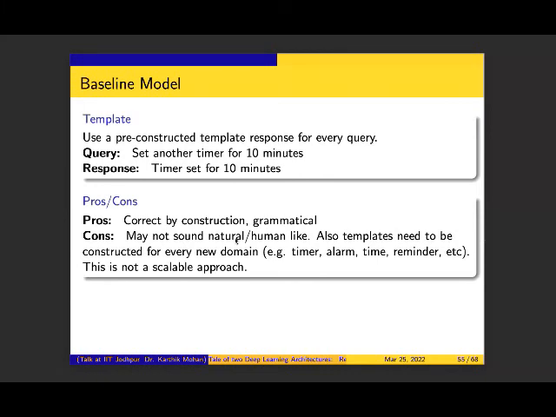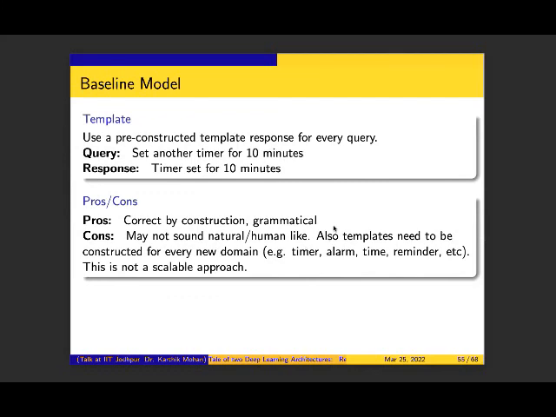And also with templates, with every new domain you add, you have to create new templates. For example, if you want to set a timer, that's a timer domain. If you want to set an alarm, that's an alarm domain. Reminder, reminder domain. Like this, you can keep creating many, many domains, right? So for every domain, you have to create templates, and that is not scalable. Scalability is another issue with templates.